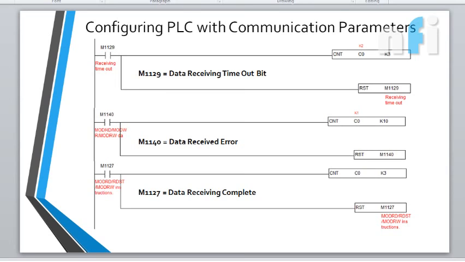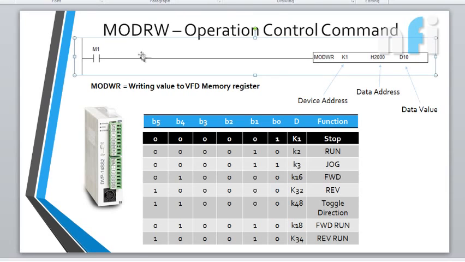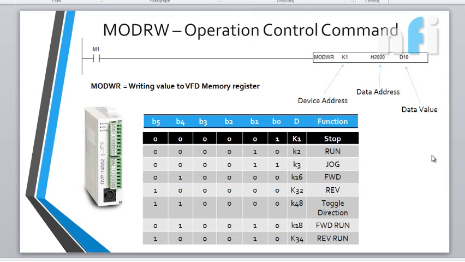Then comes your Baud Rate. This is the program which will write the values for different operations of a drive. For example, it's run, jog, forward, reverse, changing the directions.